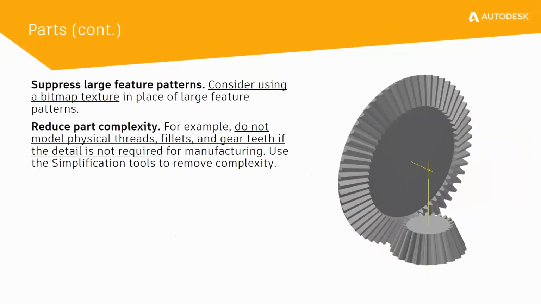The other thing you can do is suppress large feature patterns. Consider using a bitmap texture like we saw in the earlier image, but also potentially remove certain features. So can you remove physical threads or fillets? Do you need gear teeth on your gears, or can they just be the profile extruded around?